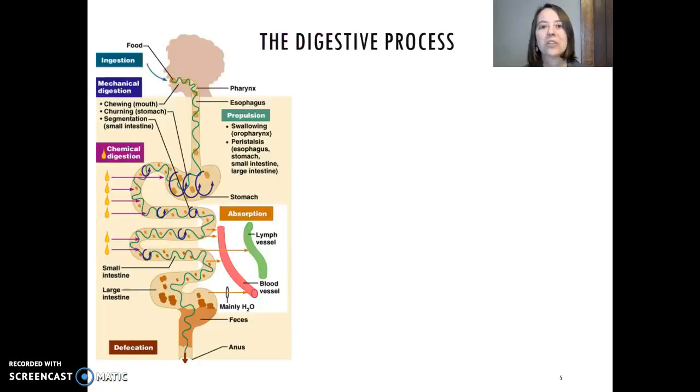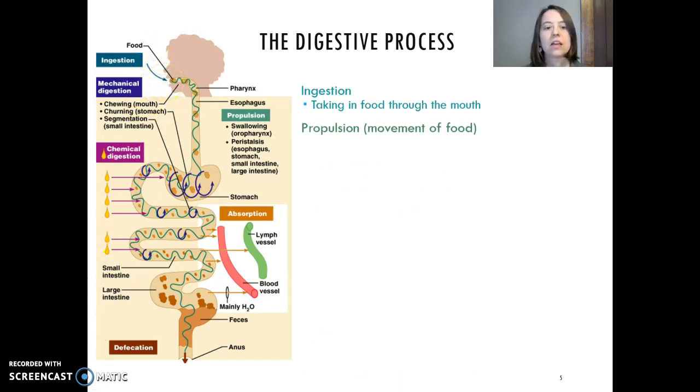Okay, let's take a look at the whole process. You don't have to write this down, but you should be paying attention to what's going on, and then we'll go through each step more closely. So ingestion is taking in food through the mouth, and that would happen here. And then next is propulsion, the movement of food. First thing is swallowing, and then peristalsis. So you can see it happens throughout the system.